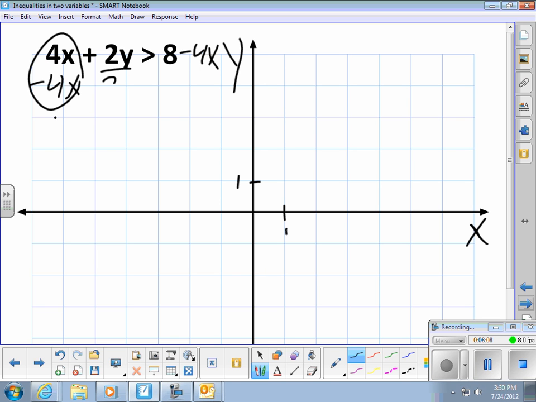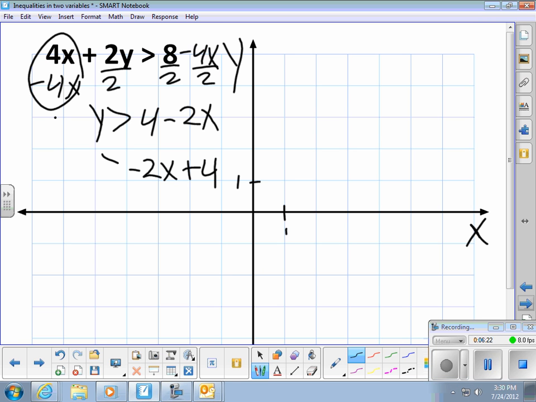Let's divide each side by 2. So y is greater than 4 minus 2x. Let's write the negative 2x first, and then the 4. The inequality sign still stays the same, greater than. So we have a y-intercept of 4. 1, 2, 3, 4. Slope of negative 2, down 2 over 1, down 2 over 1.